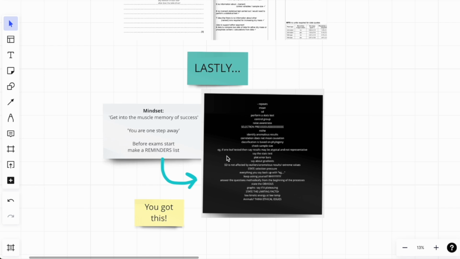I remember I had two quotes that really helped me out during this period of time. Because it's really stressful. It's really hard. I know. I was in this position last year. And the two quotes that really helped me out, number one, get into the muscle memory of success.